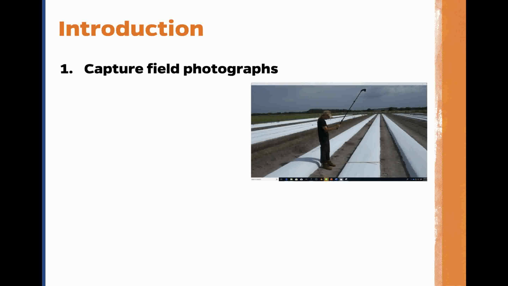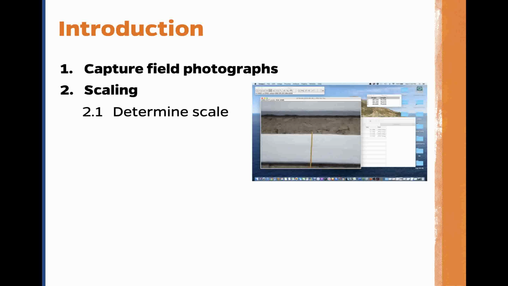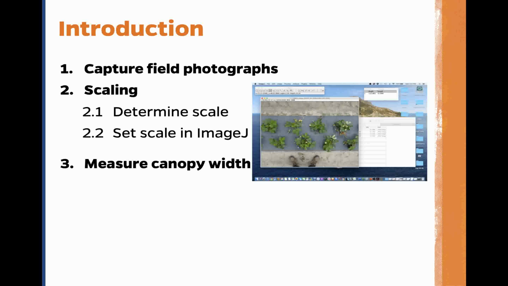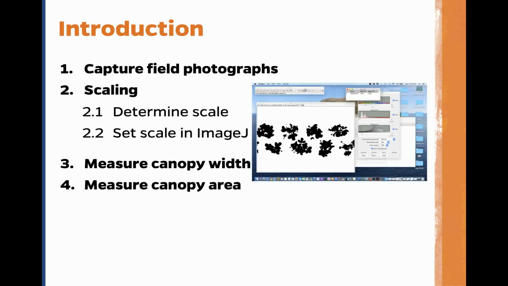This is the second video in our series of tutorials about how to use ImageJ. In this video, we are going to capture a field photograph, scale the field photograph by determining the scale and setting scale in ImageJ. We are going to measure canopy width, and we are also finally going to measure canopy area.